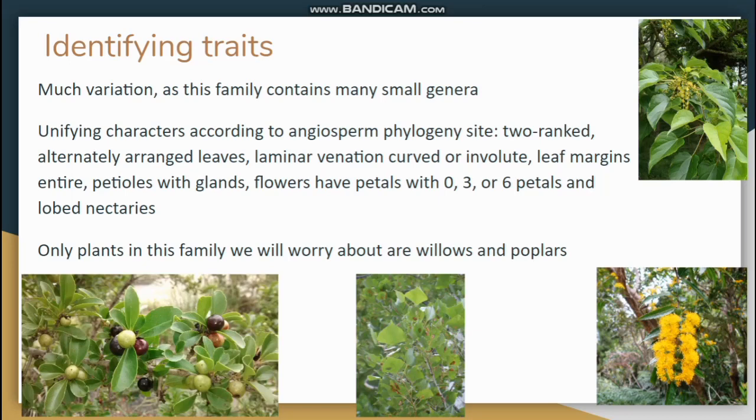So it's really this unique combination of characteristics as well as some molecular stuff that unifies the Salicaceae, but please keep in mind that these are incredibly generic traits that can be found across multiple different families. We are going to focus mostly on willow and poplar, which are kind of cosmopolitan, very important trees.